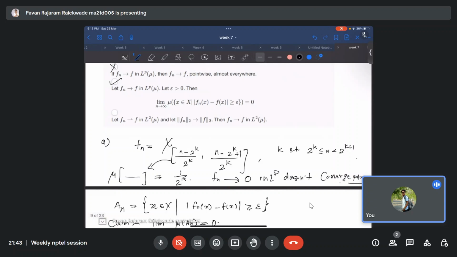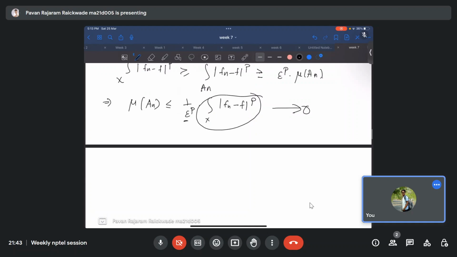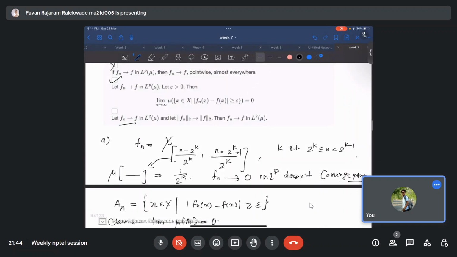Here we'll go to the next question. That Fn converges to F in L2 and norm Fn goes to norm F, then Fn converges to F. Okay, no, Fn converges to F was in the weak topology. So the question is: if Fn goes to F weakly and norm Fn goes to norm F, then Fn converges to F in L2. That's the question.